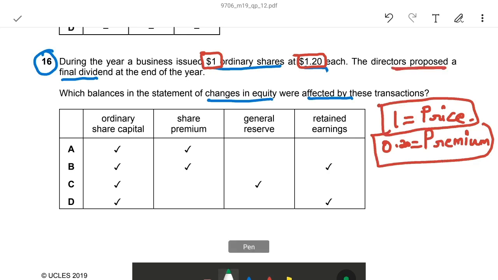So let's check the answer. A. Ordinary share capital. Yes, it is increasing. Share premium changes. No change in the general reserve, and no change in the retained earnings. Second, ordinary share premium and retained earnings. B is wrong because the business has just proposed the dividend but has not paid. So the correct answer is A.